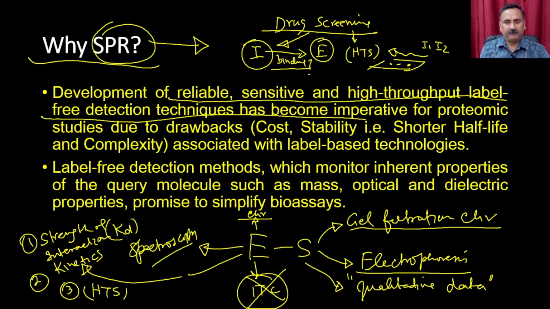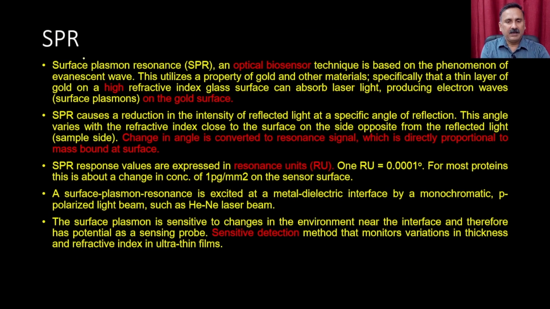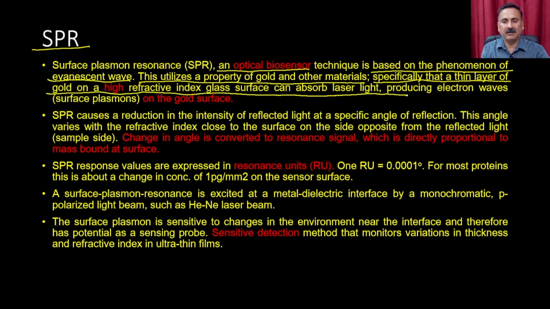So a label-free technique is a method which monitors inherent properties of the query molecule, such as mass, optical, and dielectric properties, and promises to simplify bioassays. Then SPR is an optical biosensor, right? Its technique is based on the phenomenon of the evanescent wave, and this utilizes a property of gold and other materials, specifically that a thin layer of gold on a high refractive index glass surface can absorb the laser light, producing electron waves, or surface plasmons, on the gold surface.